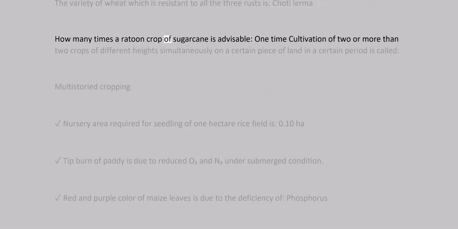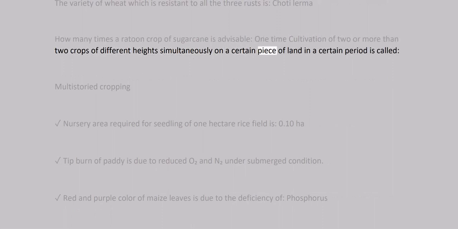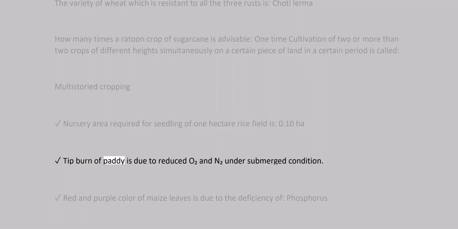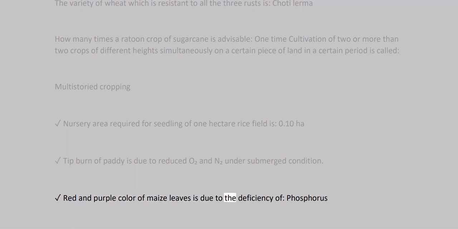How many times is a ratoon crop of sugarcane advisable? One time. Cultivation of 2 or more than 2 crops of different heights simultaneously on a certain piece of land in a certain period is called multi-storied cropping. Nursery area required for seedling of 1 hectare rice field is 0.10 hectares. Tip burn of paddy is due to reduced O and N under submerged condition. Red and purple color of maize leaves is due to the deficiency of phosphorus.